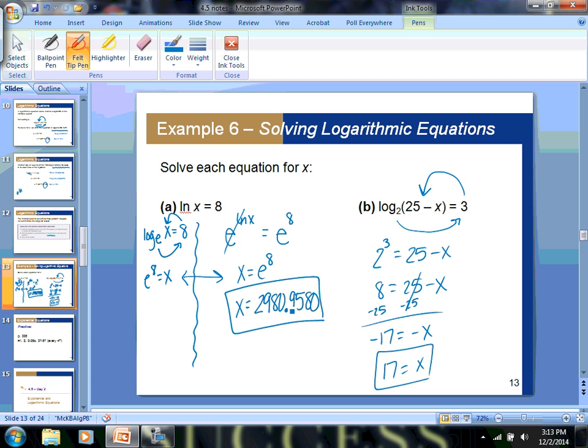So I think when you're dealing with natural logs and you're trying to get that out of there, instead of rewriting it as log base e and then doing the circle method, just take e of both sides. Do the raise the base on both sides.